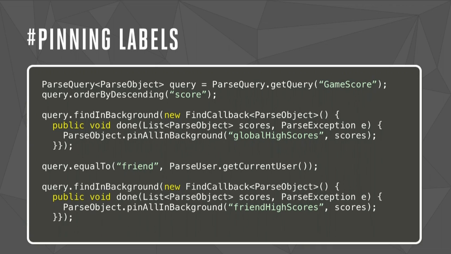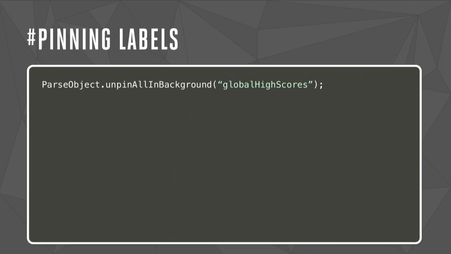And so this accomplishes a couple of things, but the one that I want to point out in this example is that when you remove objects from one pin, say when you use the helper to unpin all global high scores, since your friend was also pinned as a friend high score, this won't remove them from the local data store. As long as an object is pinned with at least one label, it'll stick in the local data store. So this makes it really easy to cache different queries that may have overlapping objects and still have full control over what objects are and are not in the local data store.